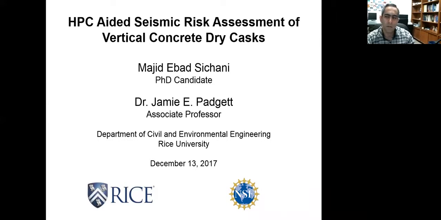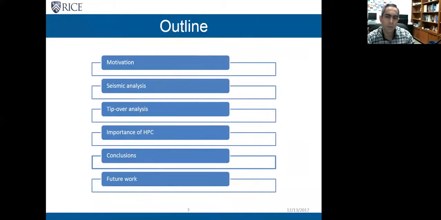Today I will talk about my research project, which is about seismic risk assessment of vertical dry casks, which, as you said, are used for the storage of spent nuclear fuel. At first, I will talk about the motivation behind this study. Then I will walk you through seismic analysis and tip-over analysis. And then I'll briefly mention the role of HPC in research projects like mine. And then I will finish with conclusions and future work.